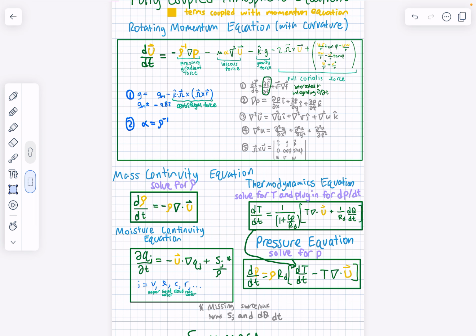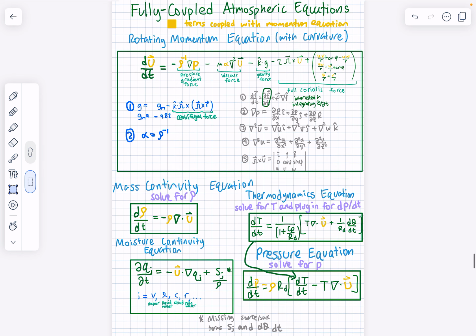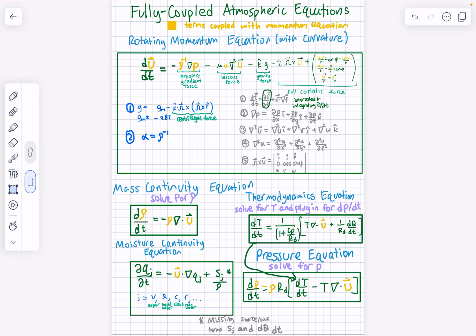And in the last video, we discussed how to update pressure and temperature, which was the final key ingredient that we needed to complete our system and to be able to update all of our variables so we can efficiently predict the future of the atmosphere.